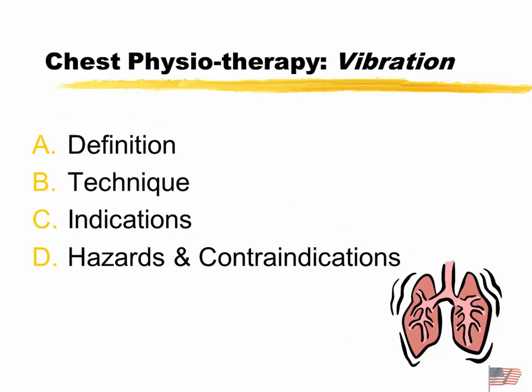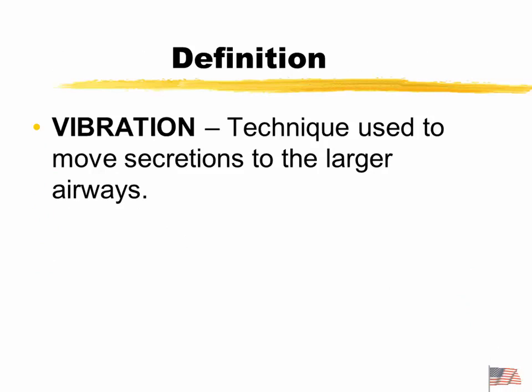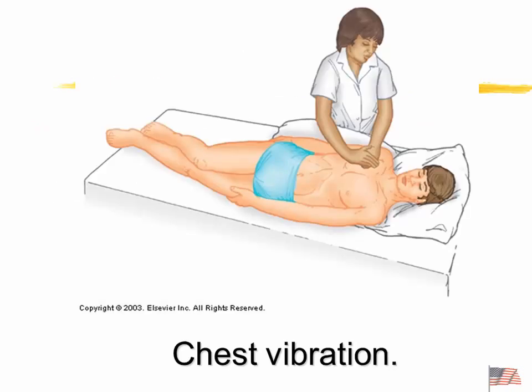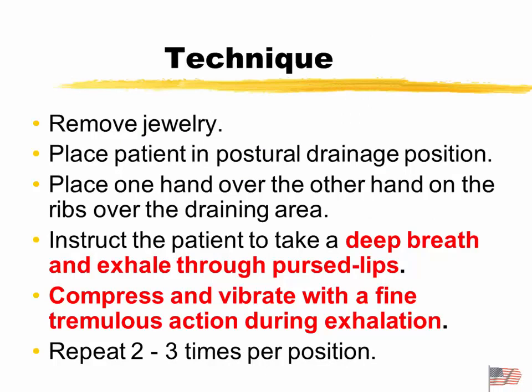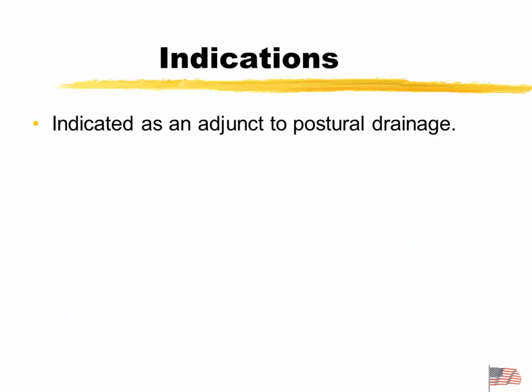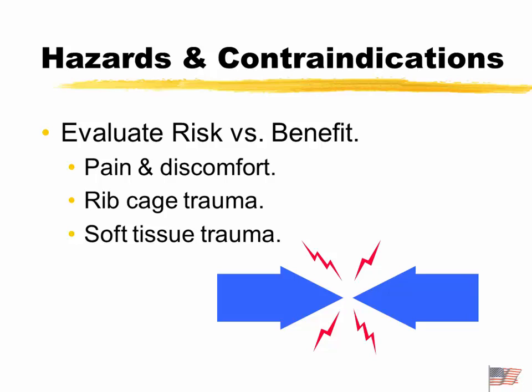Another technique that can be done is called vibration, and as the name implies, it's nothing more than vibrating the chest wall to mobilize secretions. Here we're placing our hands on the chest and literally vibrating the chest to try and mobilize and move stuff along. Same kind of general things we've talked about. We're going to have the patient take some deep breaths in, exhale through pursed lips, and we're going to compress with a fine action during exhalation. Again, this is just an adjunct to the postural drainage. Looking at rib cage and soft tissue trauma.